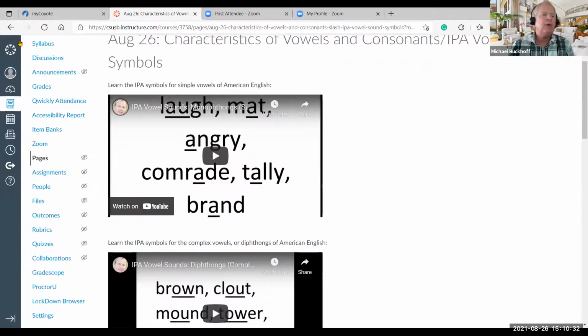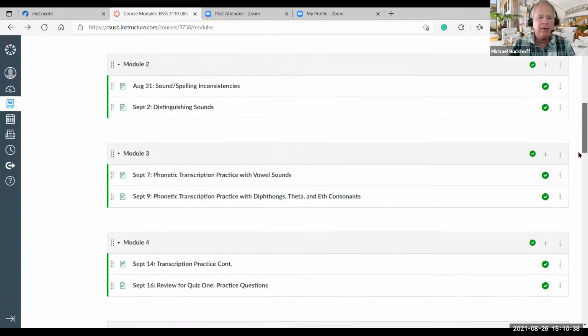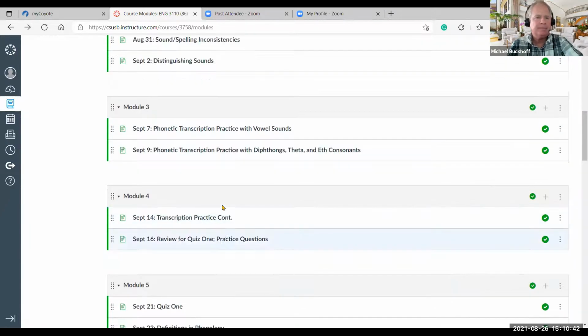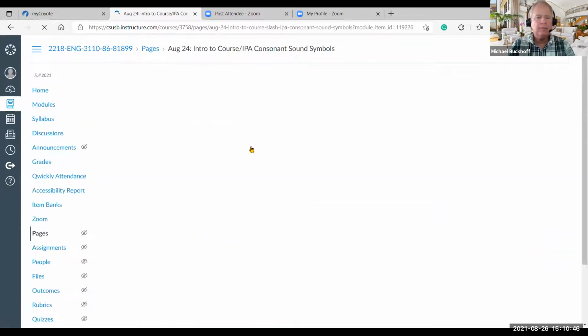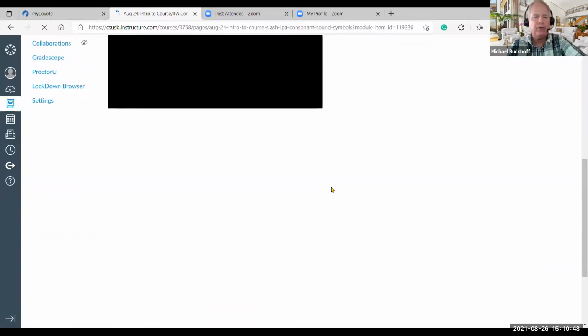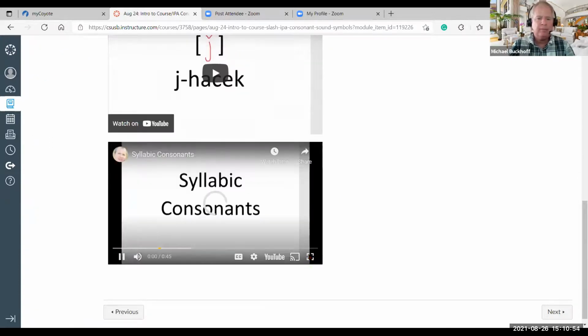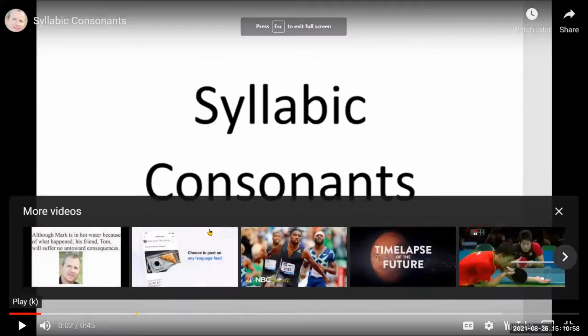Maybe I forgot to do one more in the consonant sounds. Wait a minute. There's only three of them here. Hold on. Let me see if I have it in here. Where is it? I forgot the last one here: syllabic consonants. Professor. Syllabic consonants. Yeah, go ahead.